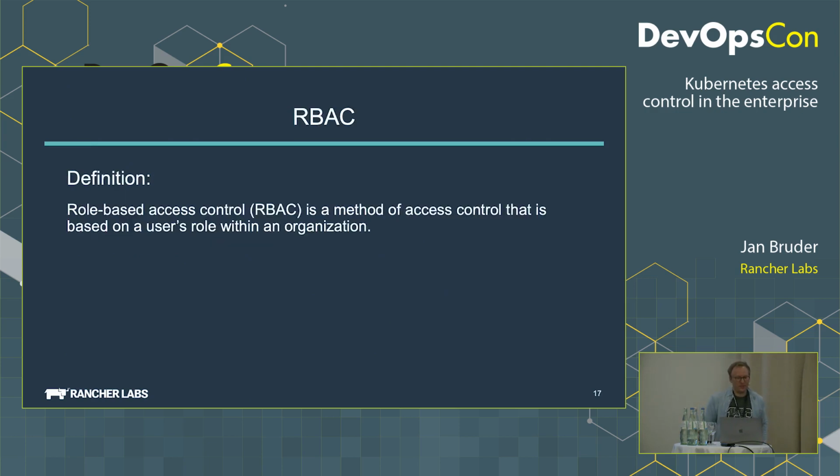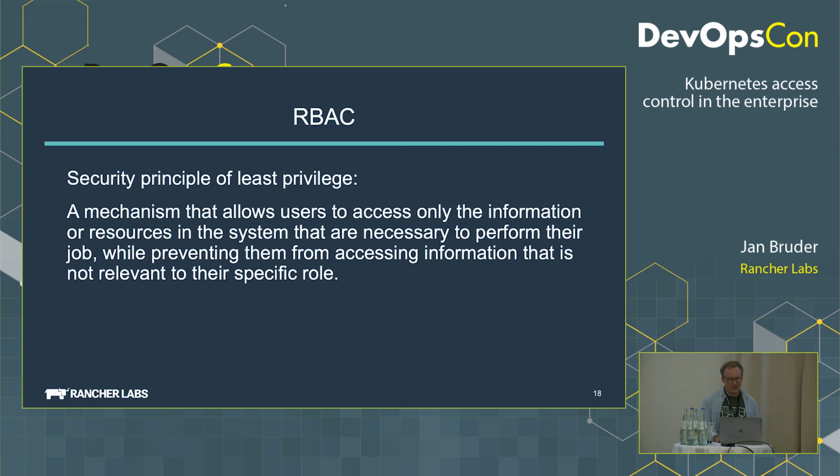So, quick definition of RBAC. Role-based access control is basically a method of access control where access is granted based on the user's role or the job in an organization. And the main security principle is that of least privilege. So basically, a user should only have the permissions in the system that he needs to perform his duty and nothing above that.